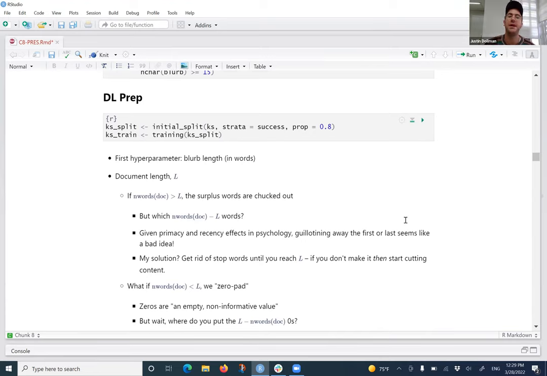Okay. So now we get into the real stuff, as it were. So this is tidy models stuff right here, the very first tidy models code in the lesson. So we're just gonna do a split, stratifying on success. And I'm gonna put 80% of the data in the training set. And then I get out the training set.